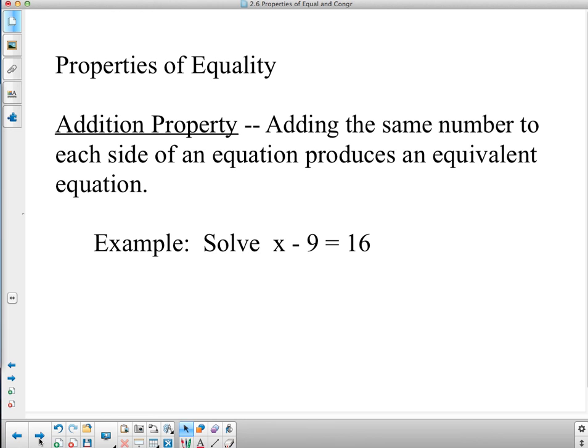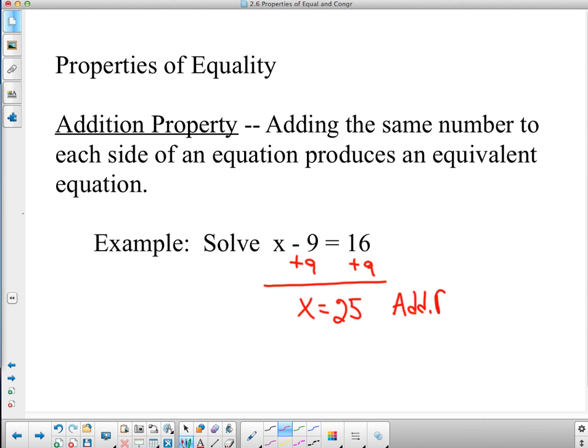Okay? Addition property, Colton, is adding the same number to each side of an equation produces an equivalent equation. So an example there. If it said solve x minus 9 equals 16, just a real simple equation, what would you do to solve it? Add 9 to each side, right, is what you're really doing. You're adding 9 here, you're adding 9 here, so you come up with x equals 25 by the addition property of equality.